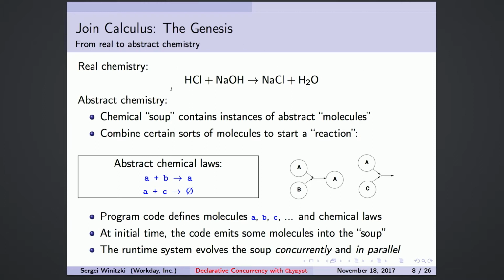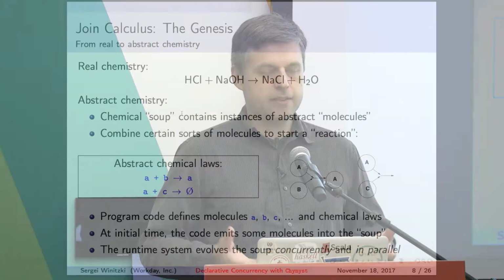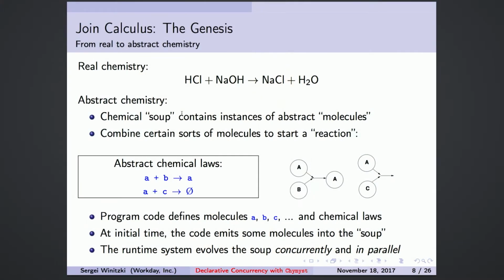Now, we're going to do abstract chemistry inspired by how real chemistry works. Abstract chemistry means that we have this imaginary chemical soup that contains instances of abstract molecules, molecules of any kind that we define at will. And then certain sorts of molecules will combine and start a reaction. So for example, we can define abstract chemical laws like this: molecule A and molecule B react, and the result is a molecule A.